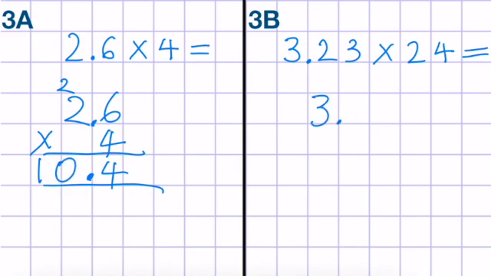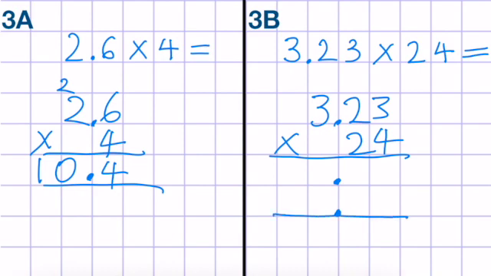So 3.23 times 24. So we need to put our decimal point in our answer. We're going to do that on 2 levels because this is by 2 digits. We'll then have our total at the end and we need a decimal point there. So 4 times 3 is 12. Carry the 1. 4 times 2 is 8 plus 1 is 9. 4 times 3 is 12. We're now going to cross out the 4 because we've finished with it and get rid of that 1. We need to put a 0 here because we are multiplying by 20. So the 0 goes there.